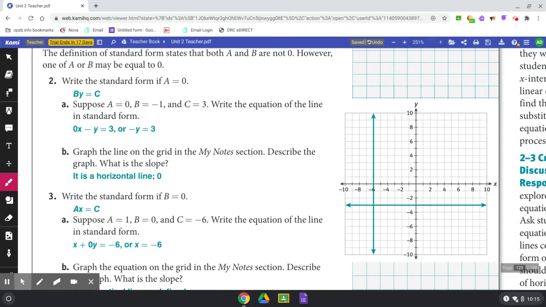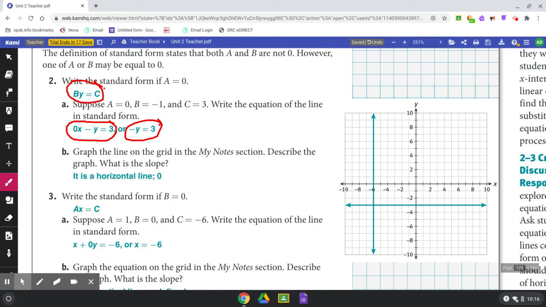The definition of standard form states that a and b are not both 0. However, one of a or b may be equal to 0. So write standard form if a is 0. Well, if a is 0, then we're just left with by equals c. And if a is 0, b is negative 1, and c is 3, write the equation of the line in standard form. Well, I would just have 0x minus y equals 3. Or if you wanted to simplify that, it leaves you with negative y equals 3.